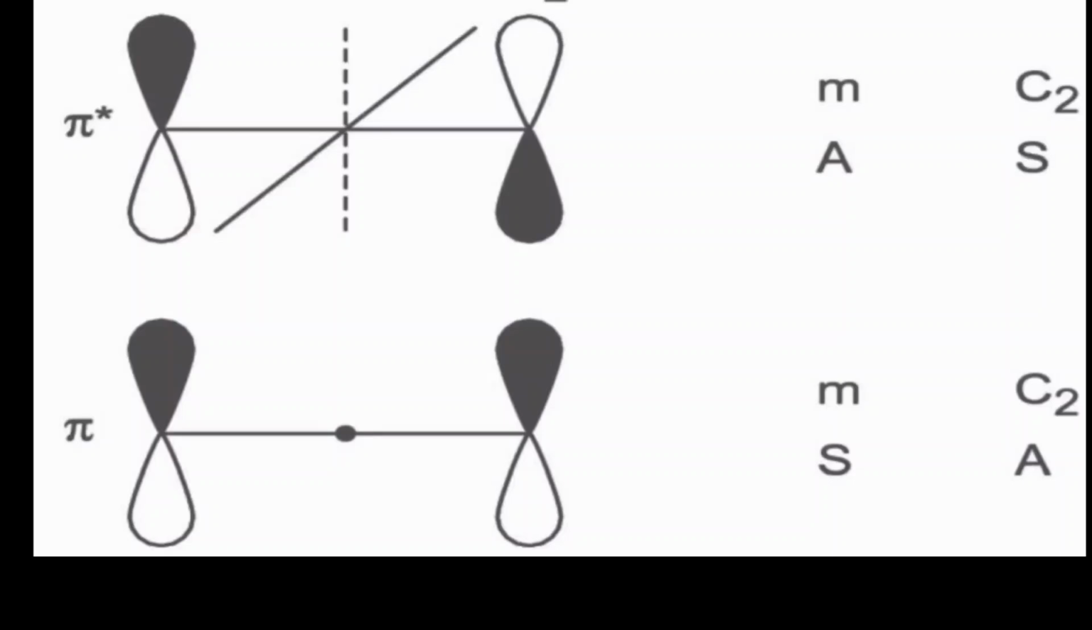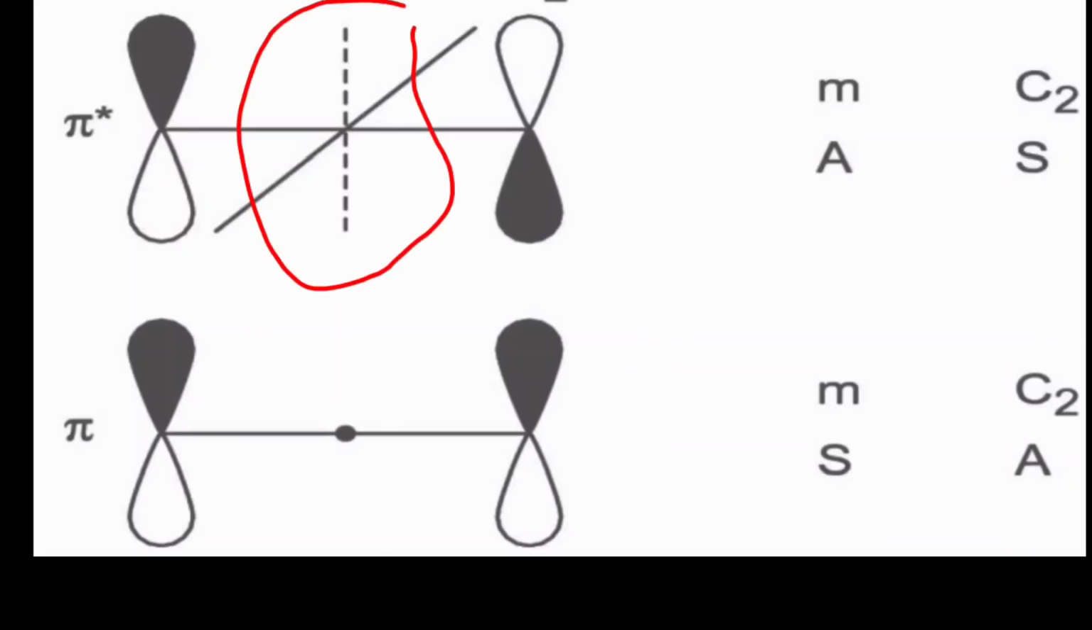In ethylene, one pi bond is present. So this is the pi orbital, that is the bonding molecular orbital, and this one is pi star, that is the anti-bonding molecular orbital. Now let me tell you what a node is. Here this is a positive sign and this one is also a positive sign. So here there is no node, that is, zero nodes. Here it's positive and negative, so there is a node here.